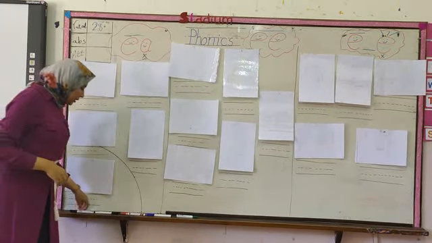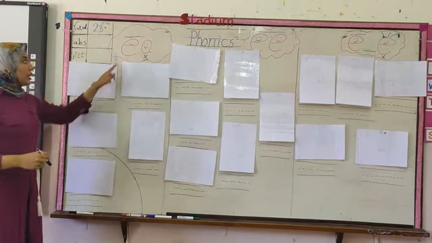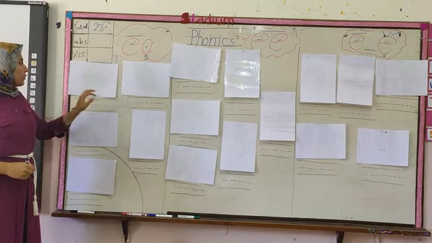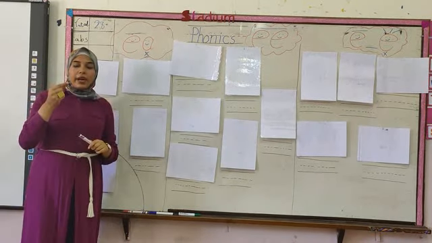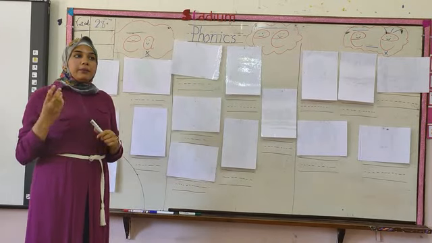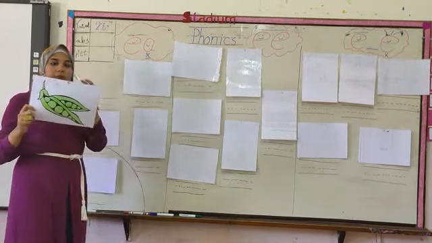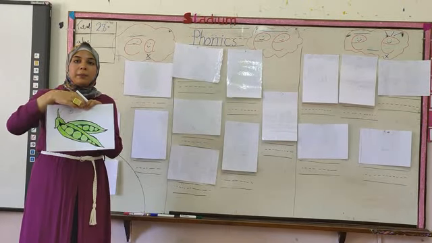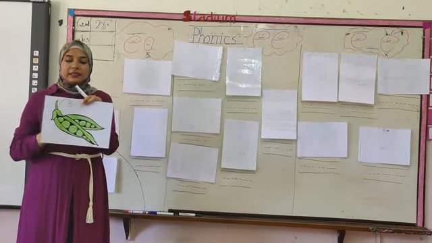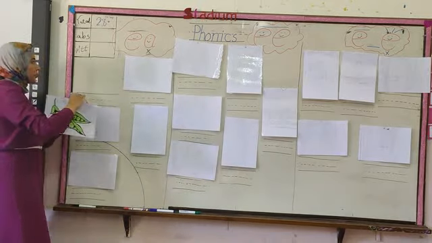Okay, kids, let's see the friends of the E, A, E sound. The first friend here is small round green seeds which we eat as a vegetable. What is that? Peas, peas, peas. Let's try the word peas.